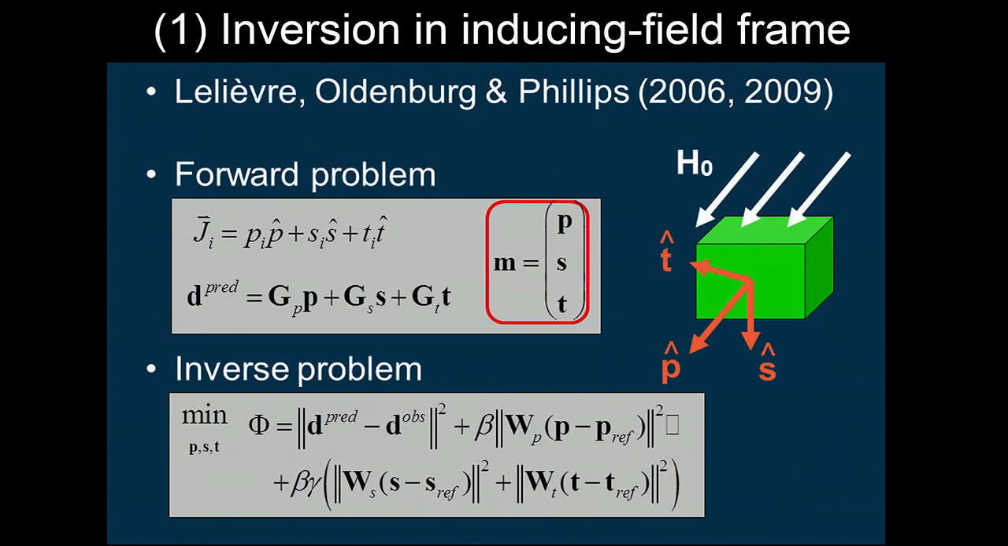So in this case, what Peter did is parameterize the magnetization in the inducing field reference frame. You have one direction dominant in the inducing field direction. The parameterization has 2 orthogonal components. Those 2 orthogonal components must be remanent magnetization. So that actually has a really nice separation of the different parts.